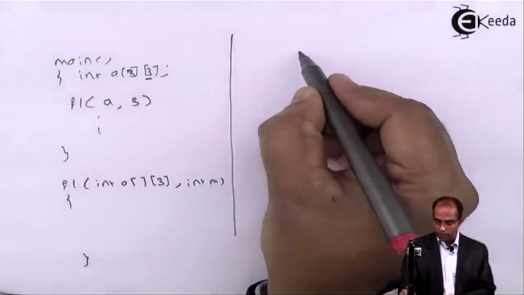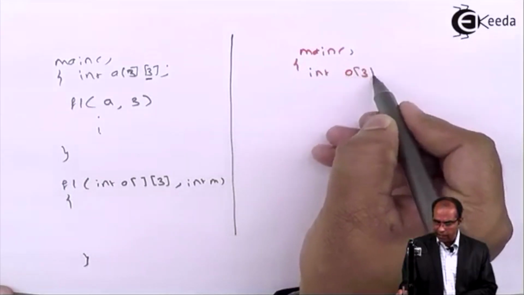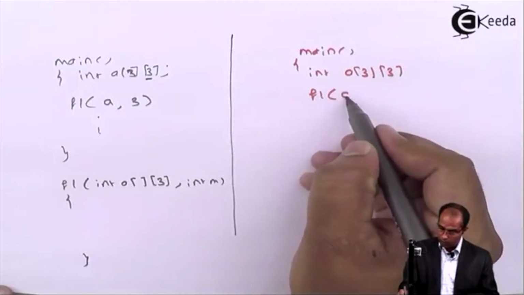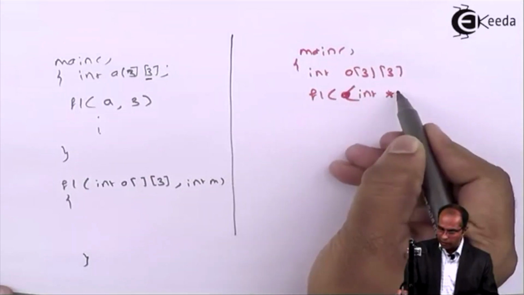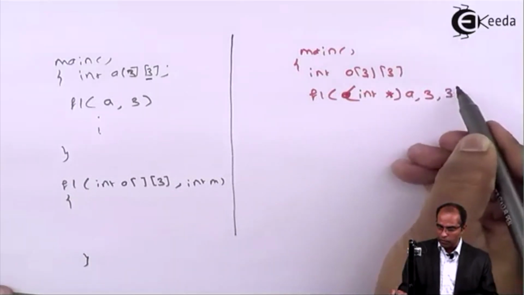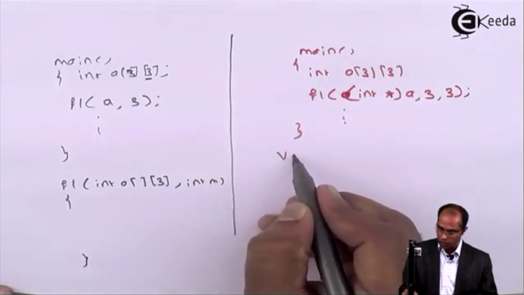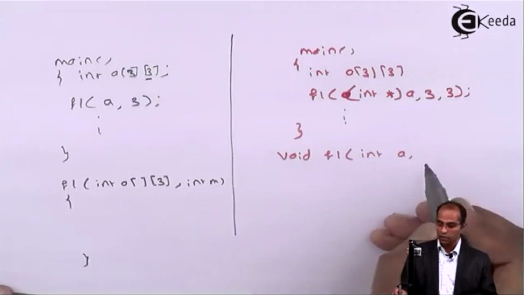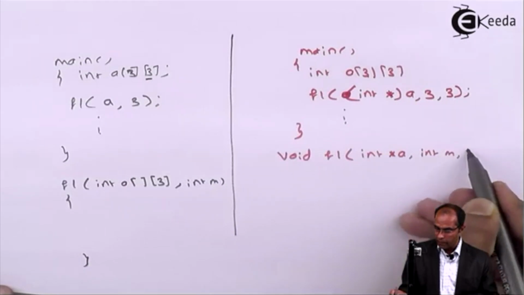Whereas if I use pointers, how do I do it? If I have this main function, with an array int a of 3, 3, then if I call a function f1, I have to pass the name of the array, but this array needs to be typecast to an integer pointer, int asterisk a, comma, the number of rows, that is 3, the number of columns, that is 3. And at the other end, how do I do this? I need to say void f1. The first is always a parameter int a. Since it is a pointer, I have created a pointer here, also a pointer, int m and then int n.